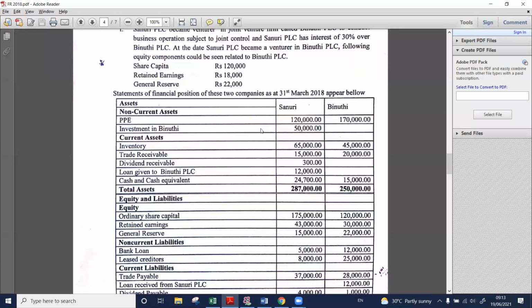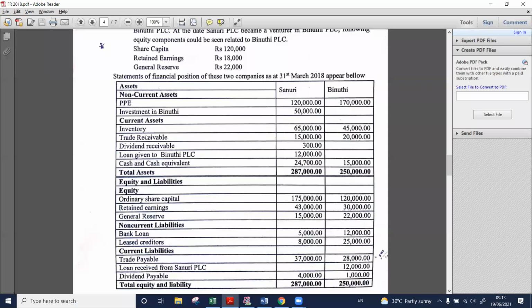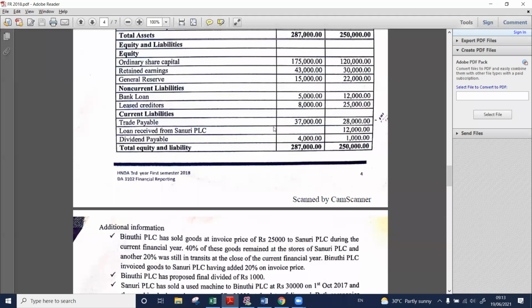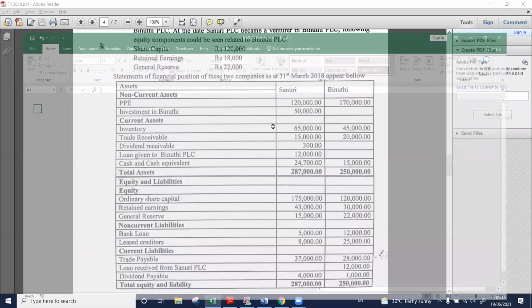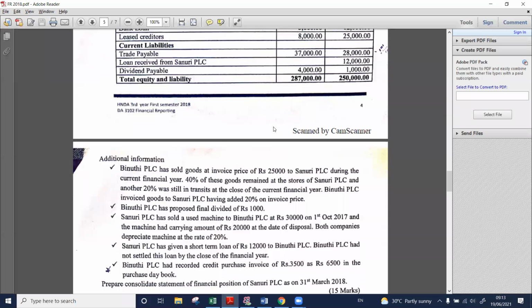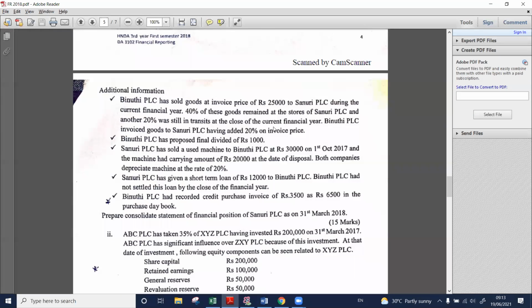Then the statement of financial position is given. So we need to prepare the consolidated statement of financial position of Sanuri PLC. Then we can solve the sum. For the Sanuri PLC group, we need to prepare the consolidated statement of financial position as at 31st March 2018. Right? This is what we need to prepare.